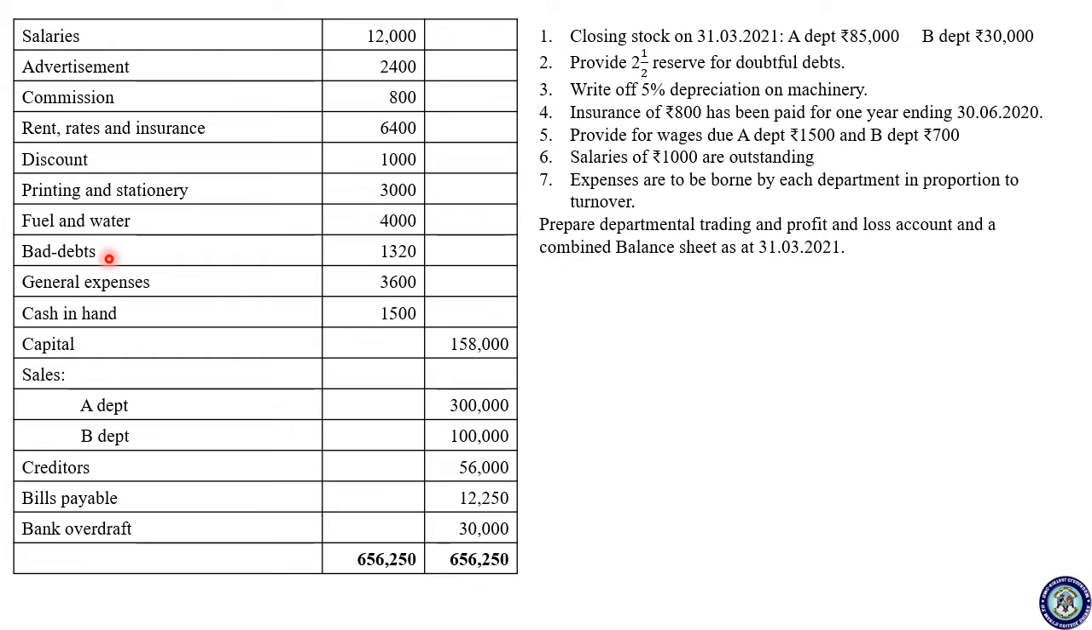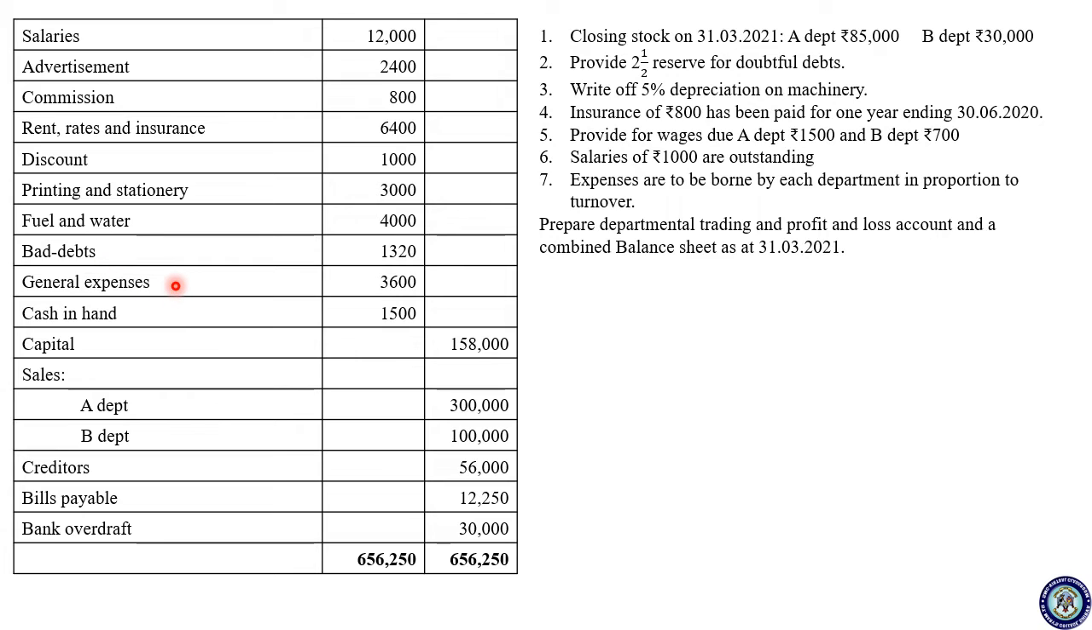Yet to adjust, so you have to take it in the P&L account, as well as you have to deduct from the debtors balance. But when it is given in the trial balance, only one entry, either in trading or P&L or in the balance sheet. If it is given in the trial balance, it means it is already adjusted from the concerned asset, so you have to take it in the P&L account.